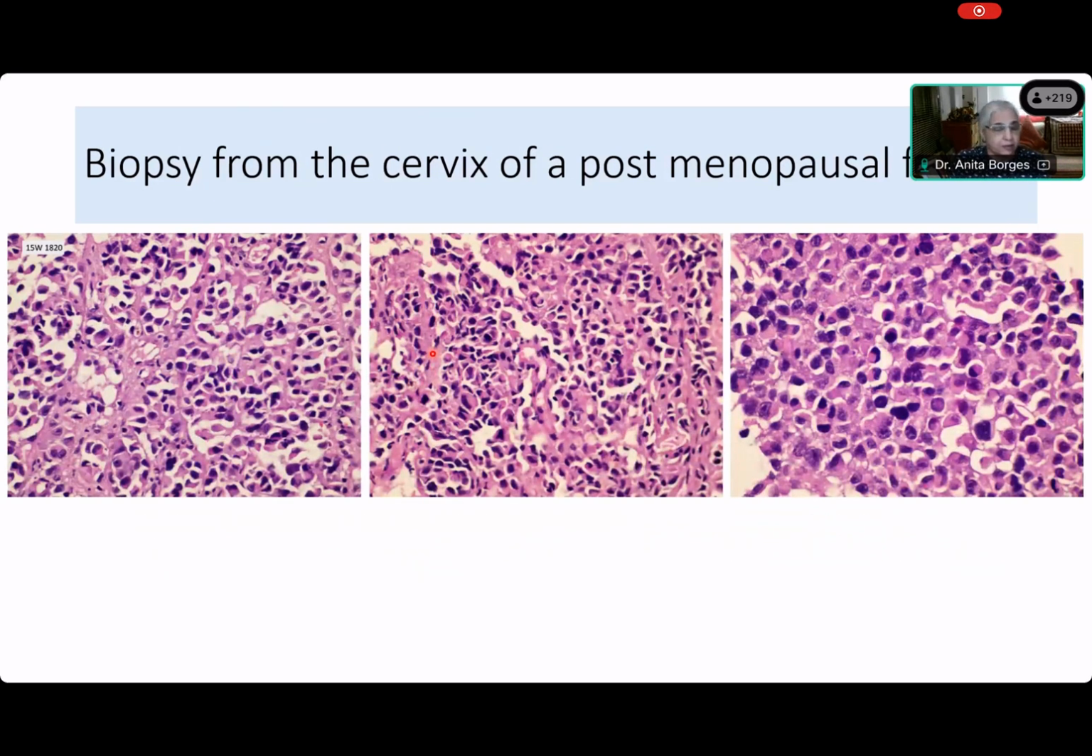So come on now, somebody's going to tell me what we have over here. All right, Aradhana, you want to take this? This is a biopsy from the cervix of a post-menopausal female. I'm not asking you to make a diagnosis. That's not the purpose of this thing. Just tell me what you are seeing in these slides.